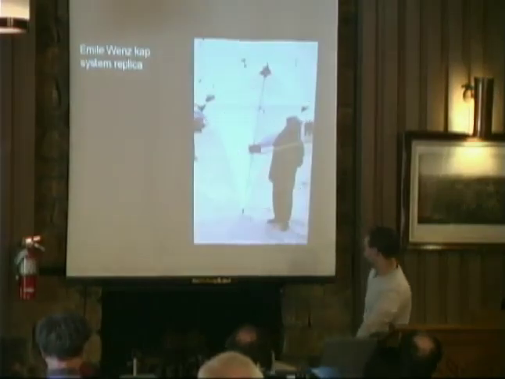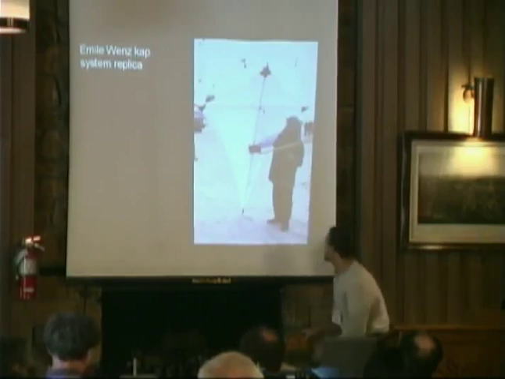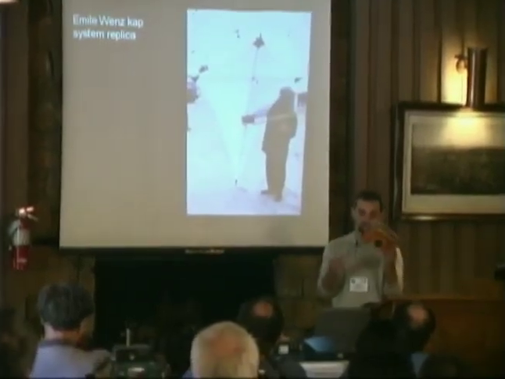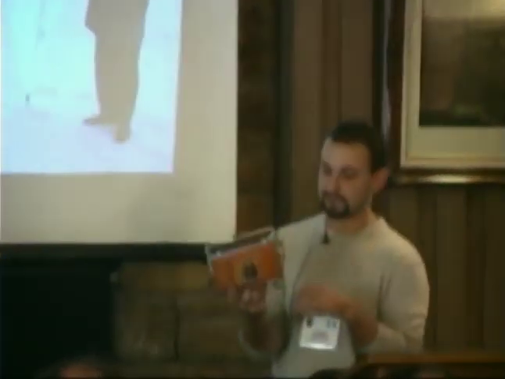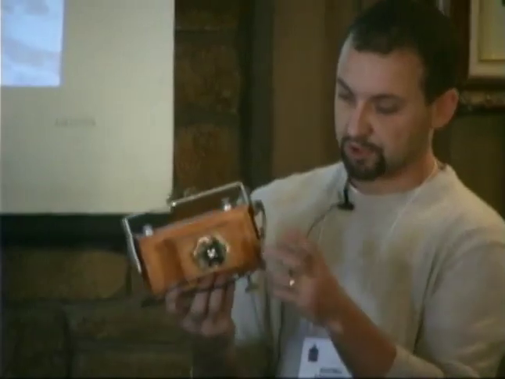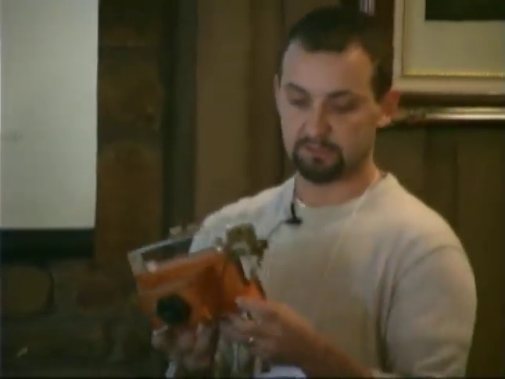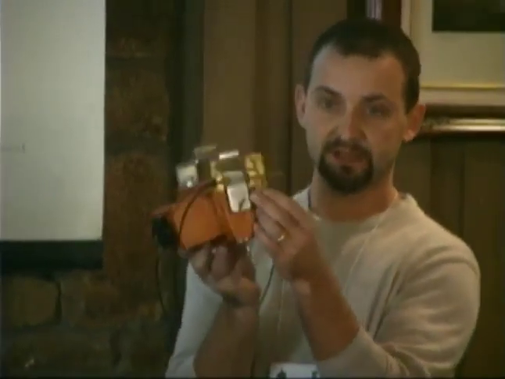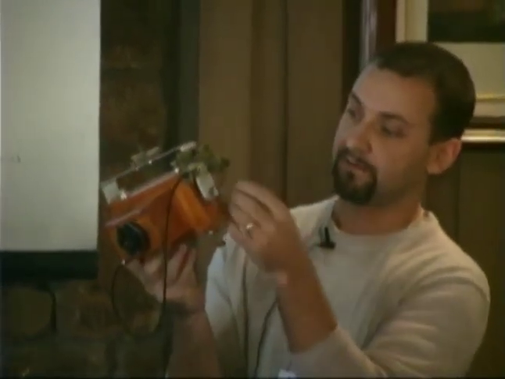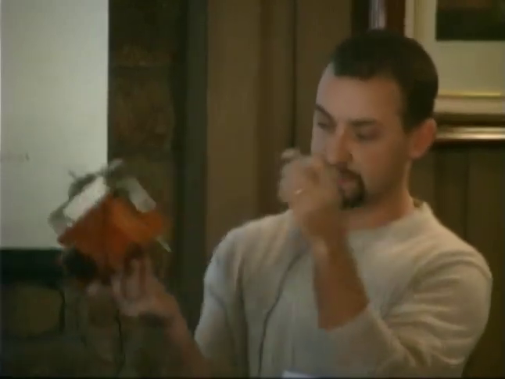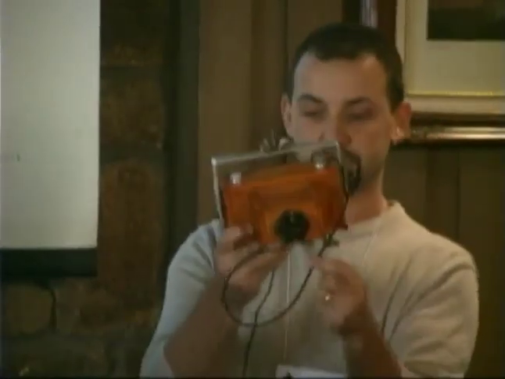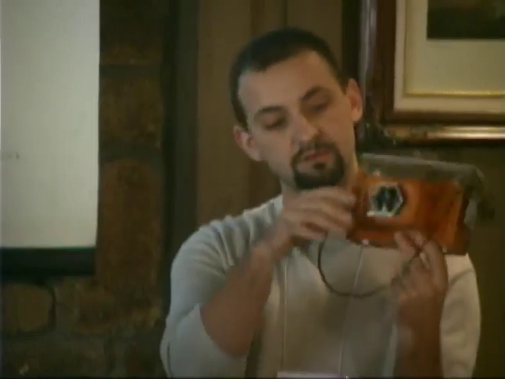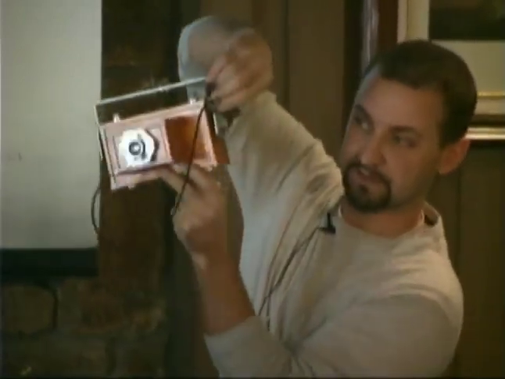And this one is a replica of a camera and a kite used by Émile Wenz. This is not exactly the camera used by Émile Wenz, but it looks very similar. To shoot the photo, Émile Wenz used a timer like this one, and for the timer he used a burning wick, similar to Batut, but this system is possible to use with a flexible line to take the pictures, like this one.